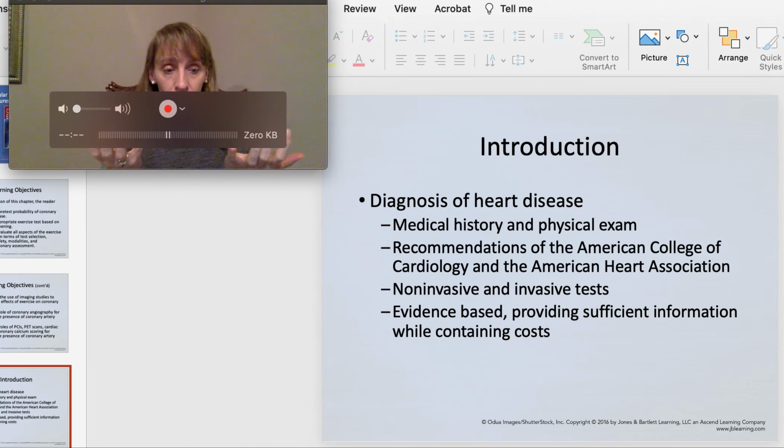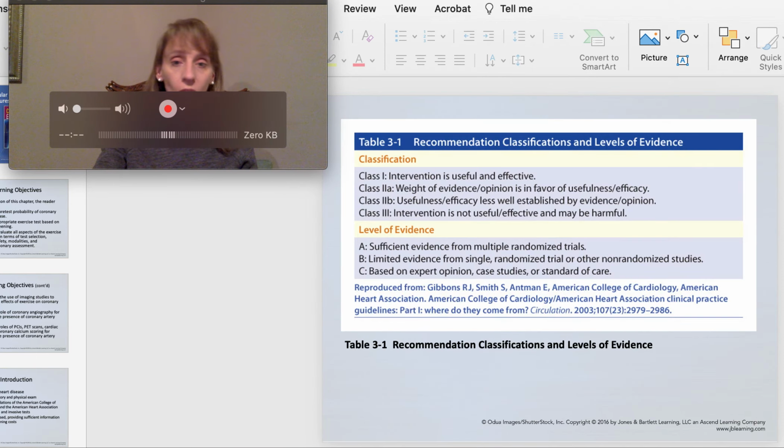These organizations are really the kind of the guru organizations that we follow in the world of cardiology. So as an exercise physiologist, even though we, again, know ACSM has great stuff, we're going to be going into ACC and AHA. They will outline non-invasive testing as well as invasive testing. So obviously we're only doing the non-invasive stress test, but I want to make sure you're aware of all of the others as well. We'll go over evidence-based data with providing information, costs, all of those things.